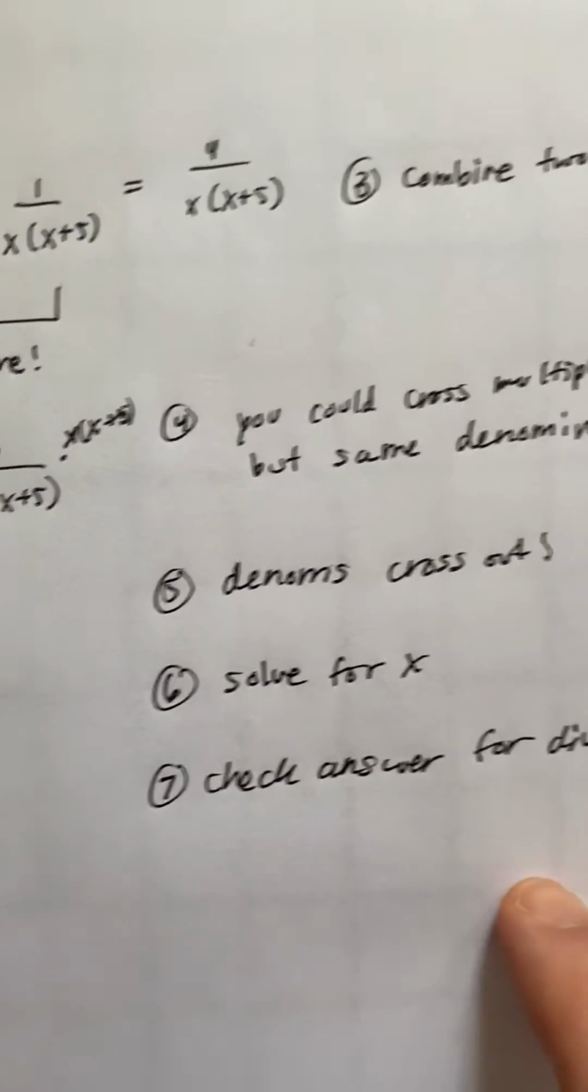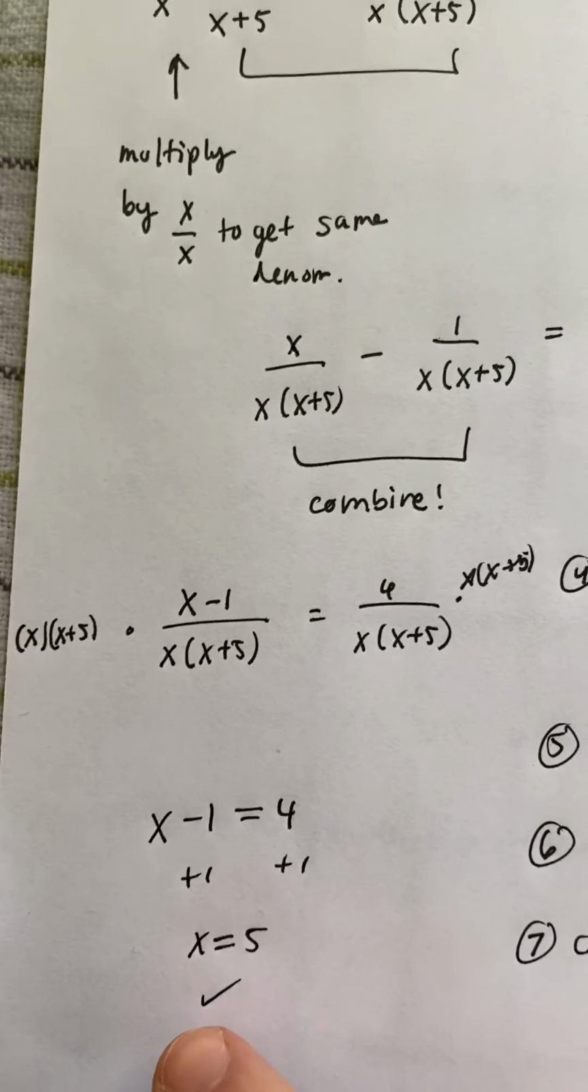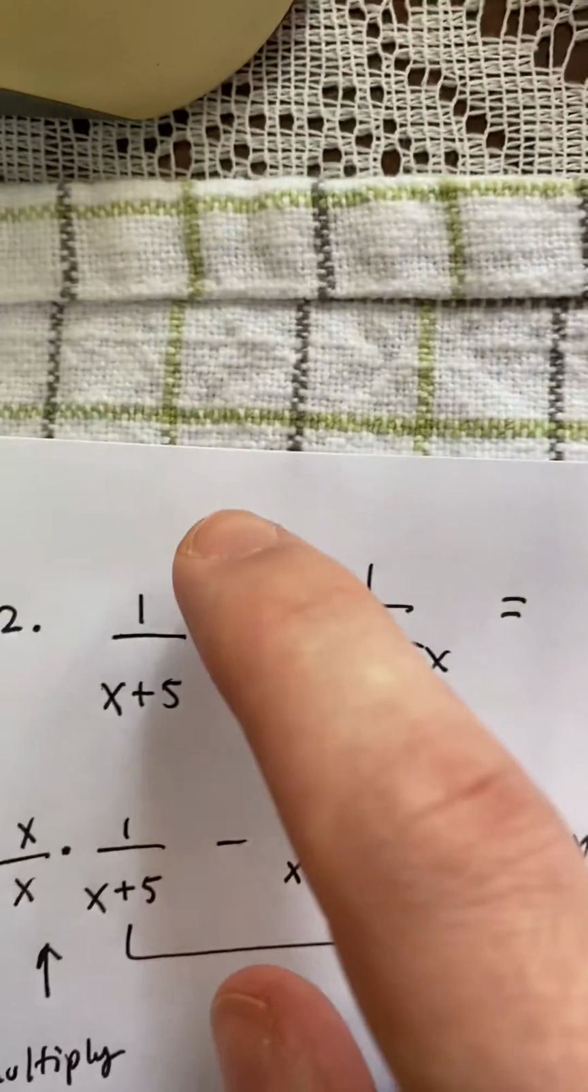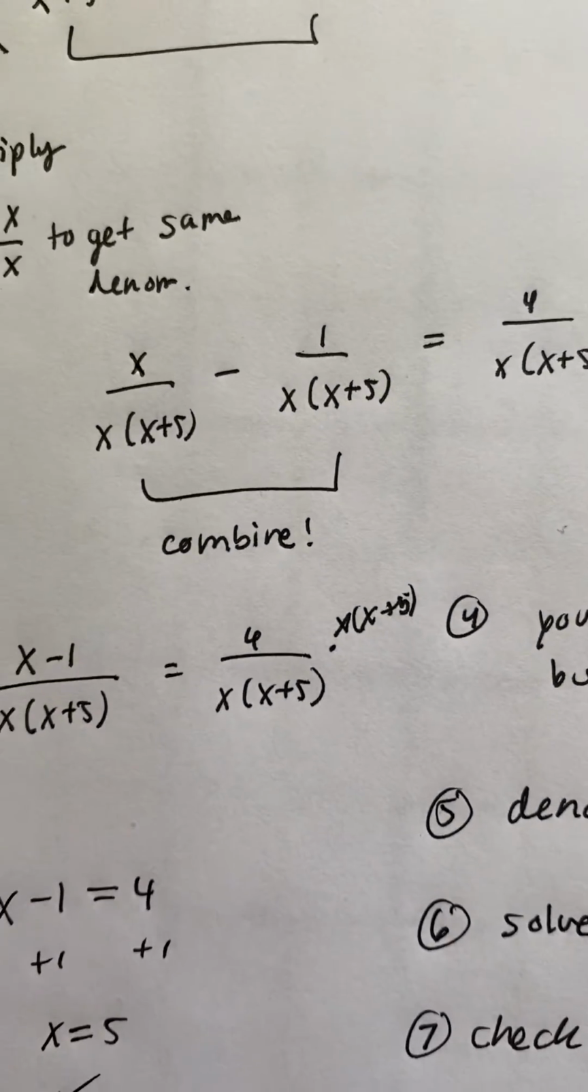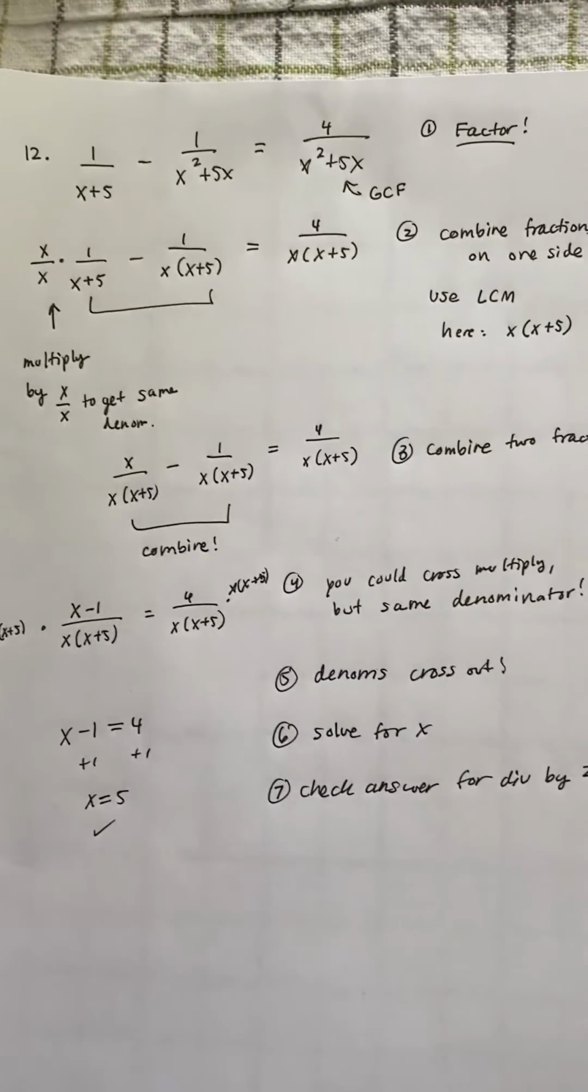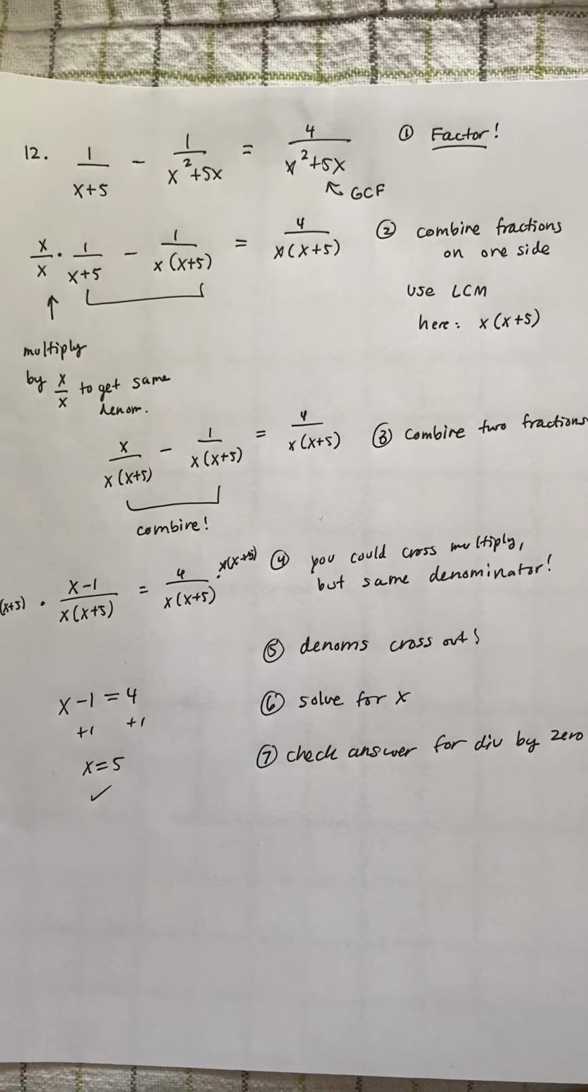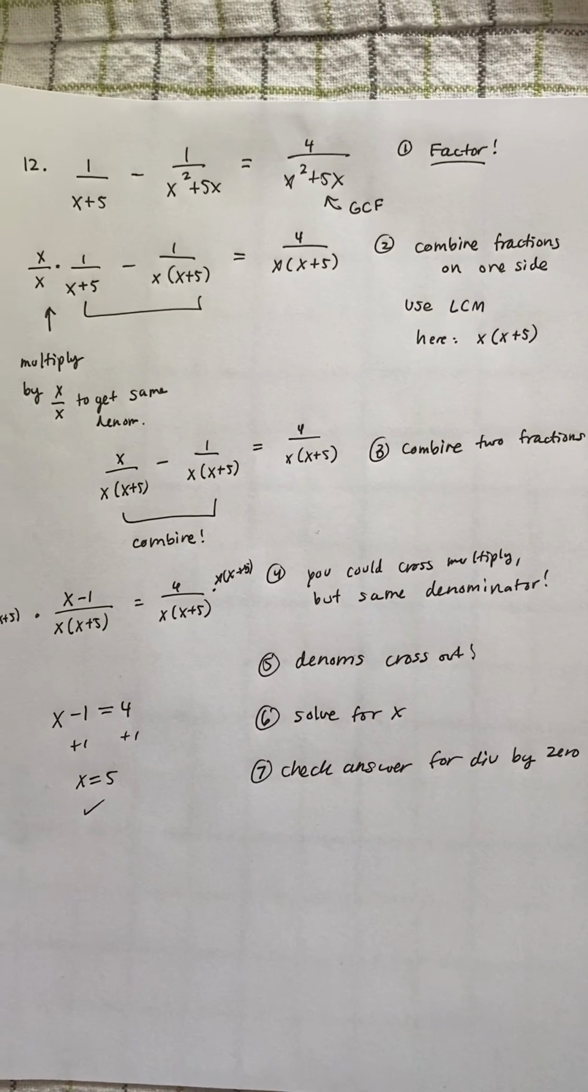So you check your answer for divide by 0. And, well, if we look at our original problem, 5 plus 5 is 10, so we should be in the clear. So that's how to do it. Take a look if you need to. Pause it right here. All right.